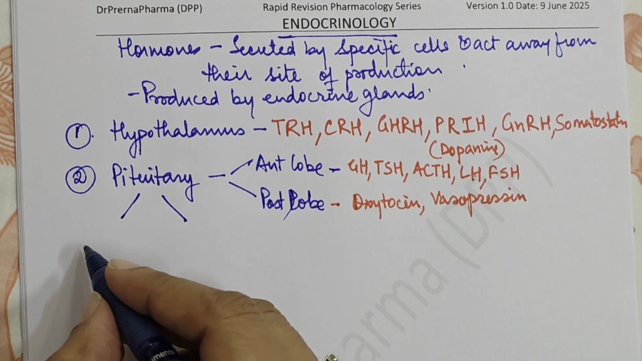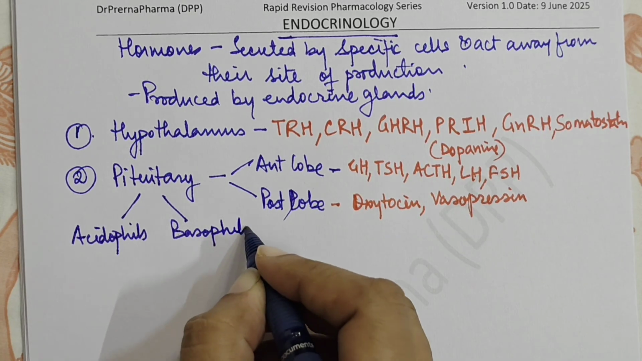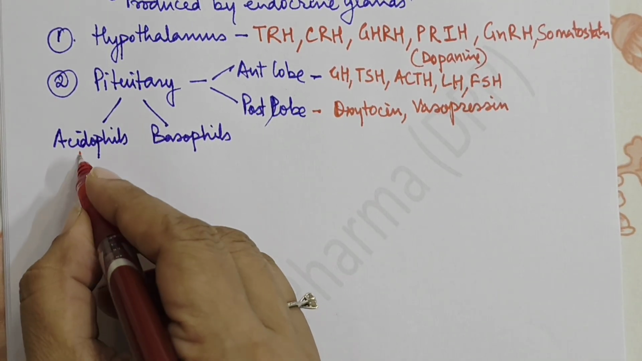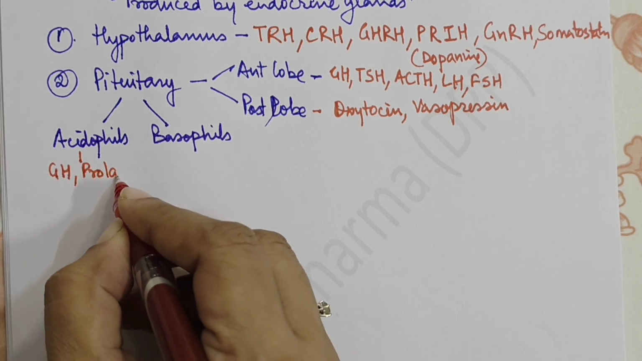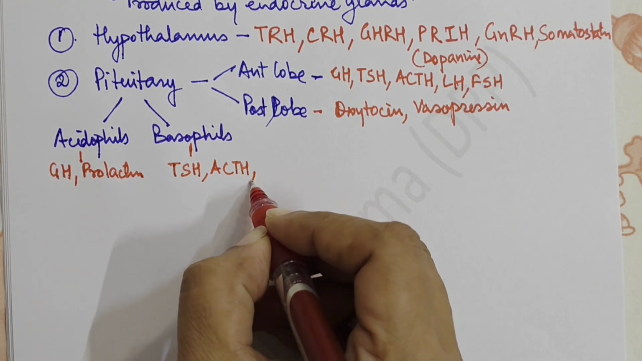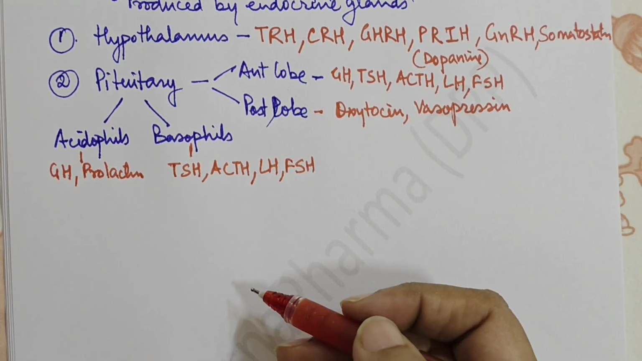Then there is another classification, that is acidophils and basophils. I am telling you this because you can get a question. Anterior and posterior we usually know, but acidophils and basophils normally we don't remember. So from acidophils we get GH and prolactin, right? And from basophils we get TSH, ACTH and LH and FSH. Okay? So these are the hormones of the acidophils and basophils.